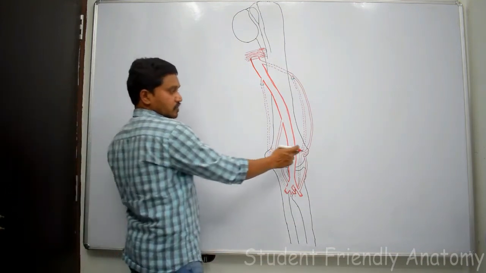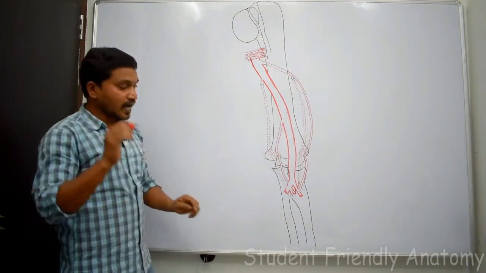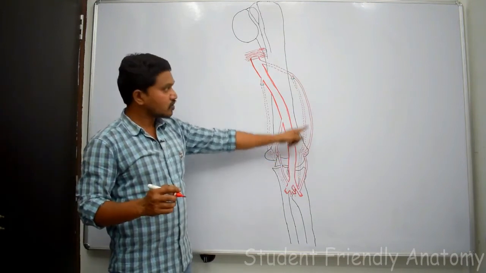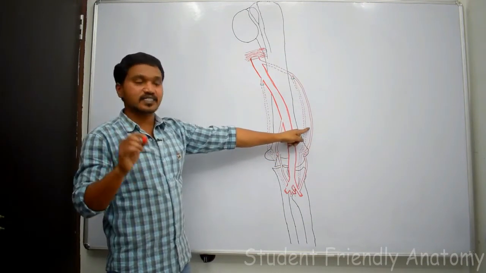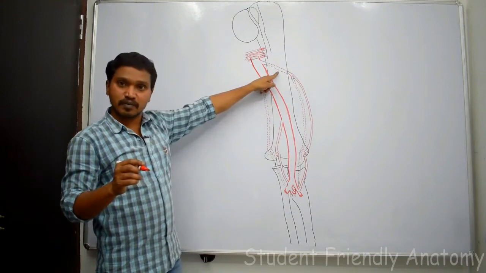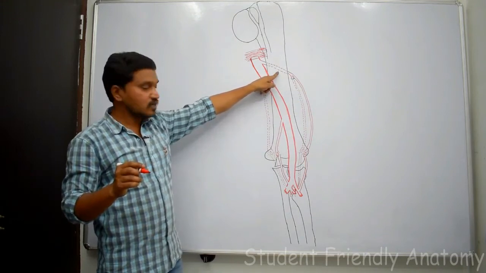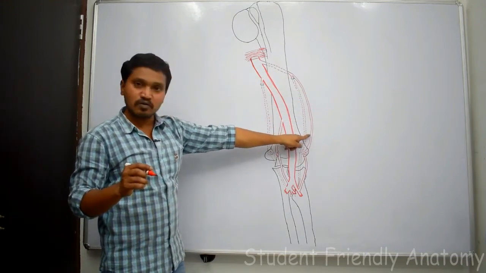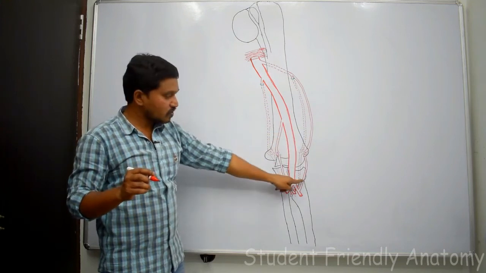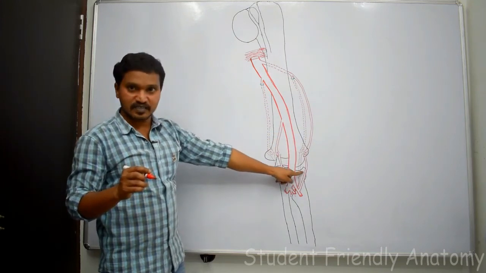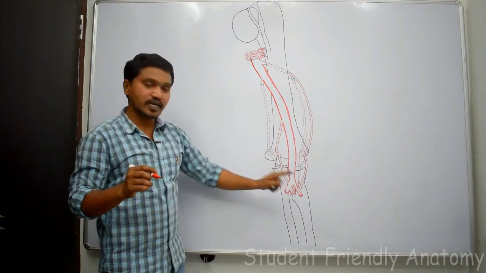Then coming to the lateral epicondyle. Anterior to the lateral epicondyle, what is this branch? Anterior descending branch of profunda brachii. Right? Anastomosing with what? Radial recurrent. Radial recurrent is a branch of the radial artery.